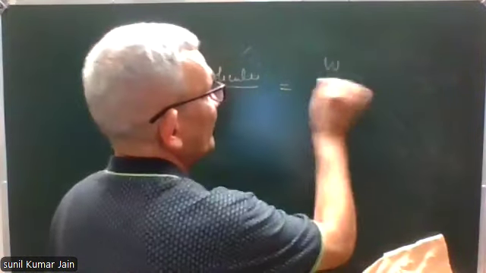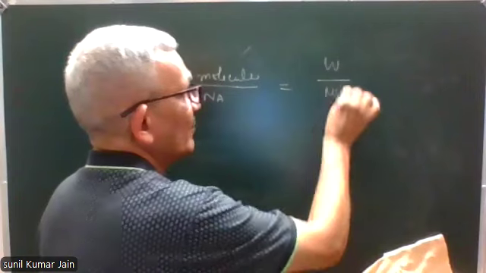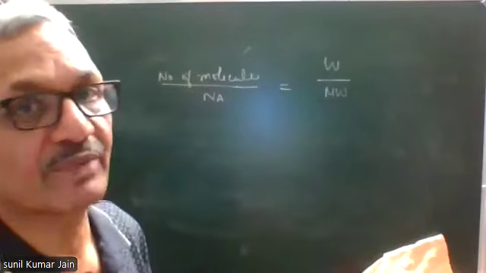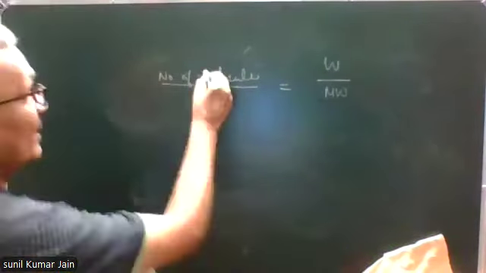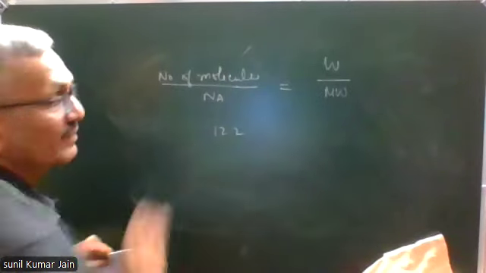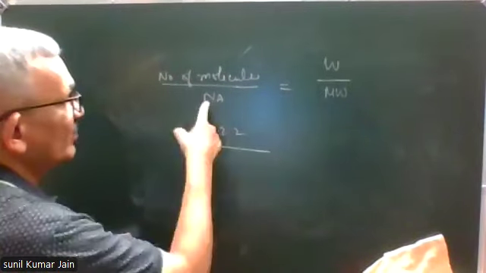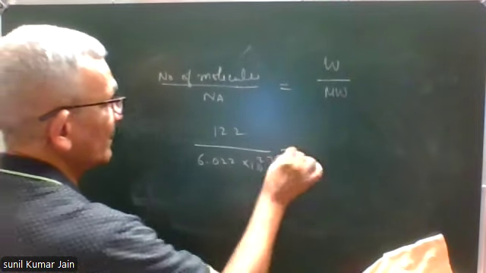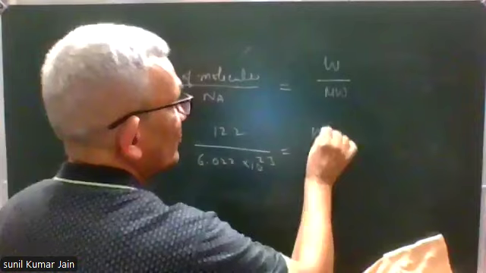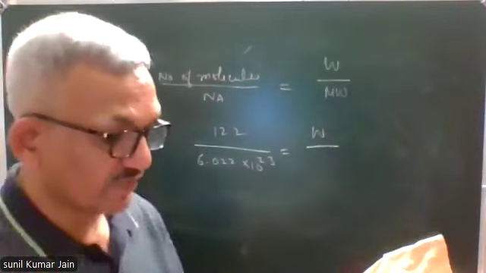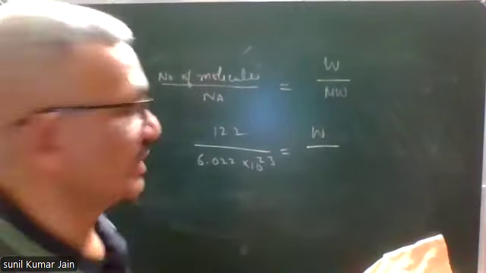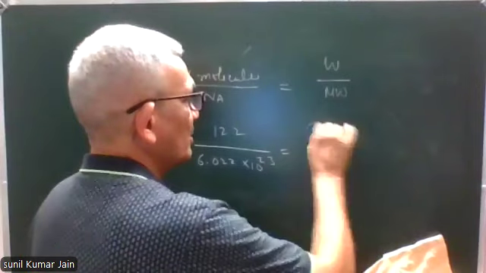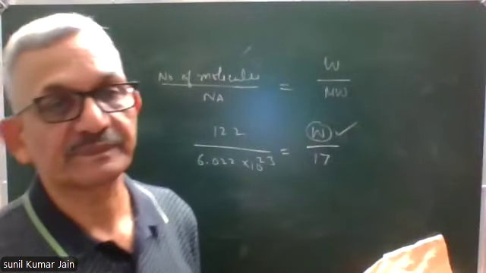So this will be weight divided by molecular weight, because ammonia is a compound, it will have molecular weight. Number of molecules given is 122. Avogadro's number is 6.022 into 10 to the power 23. Weight we have to calculate. Molecular weight of ammonia is 17. So W will be the answer.